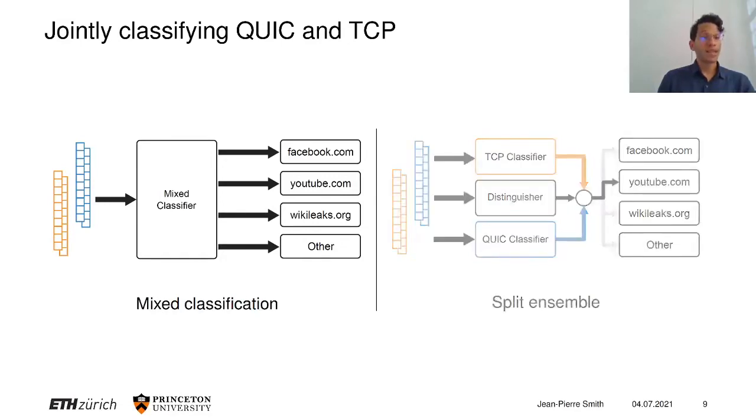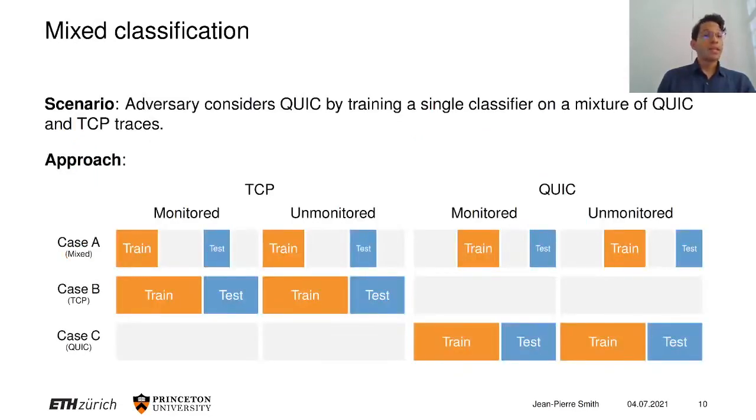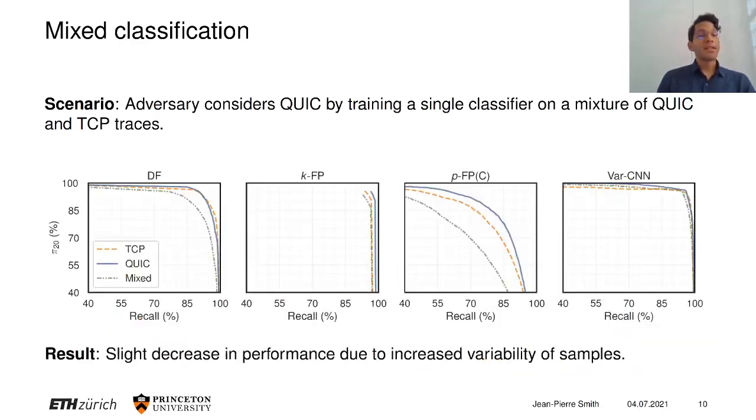We'll begin with the mixed classification approach. So we evaluated all of the classifiers trained on a mixture of QUIC and TCP samples across monitored and unmonitored samples, and we found that, as expected, the additional noise added to the dataset by the second protocol reduces the classification accuracy for most, if not all, of the classifiers. The exception of which is var-CNN, which, due to having among the longest training time, as well as using two independent neural networks combined in an ensemble, was least affected by this change.